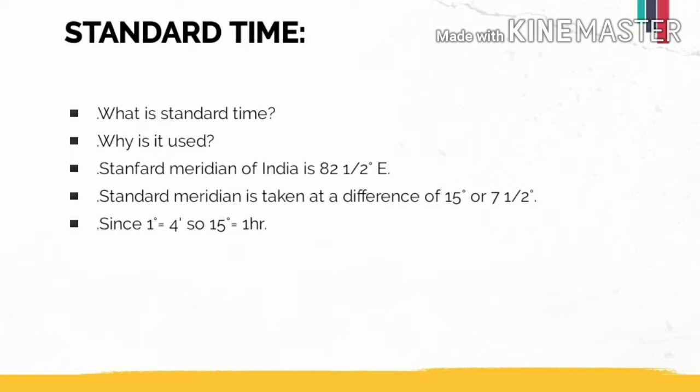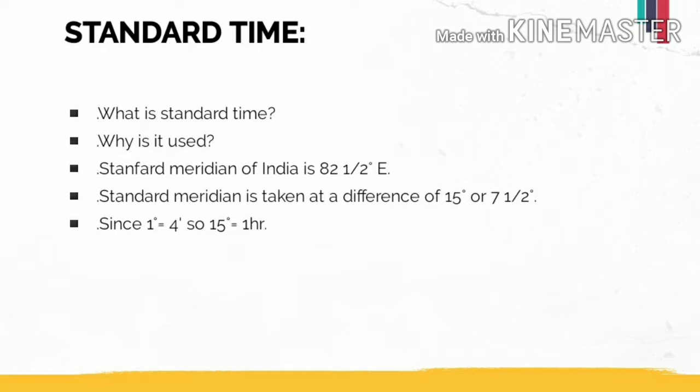Why do we use the standard time? It is because if all the cities were following their own local time, there would have been lots of confusion. So to do away with that confusion, what is being used? The time of the standard meridian is used, and that time of the standard meridian is known as the standard time.